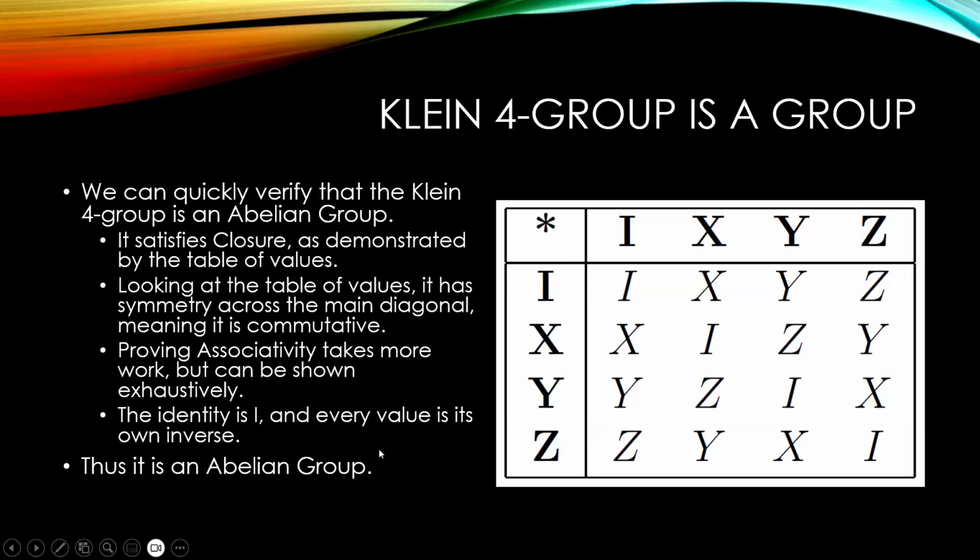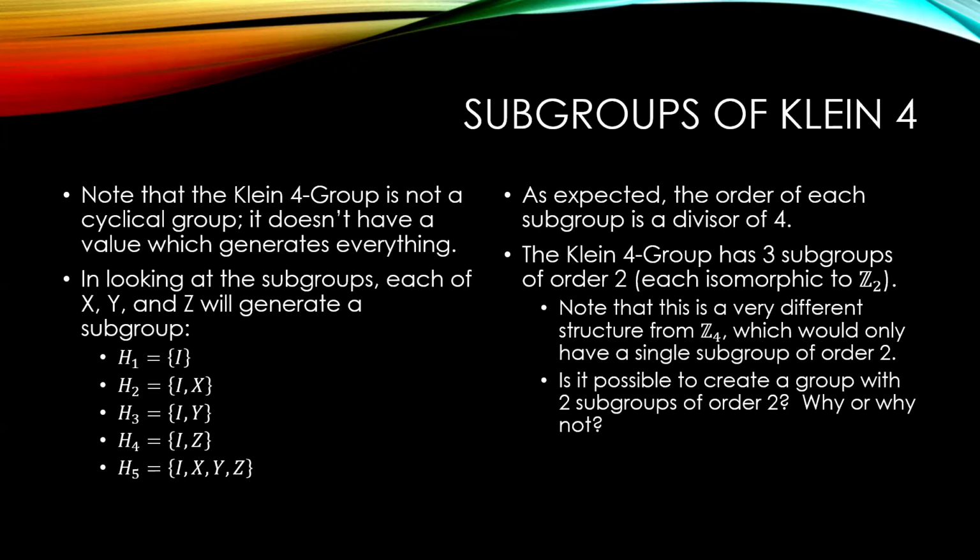And so this is very much a group. It satisfies closure, it satisfies associativity, and you can just check all of the different combinations if you really want to. It's commutative, and it has an identity. And so the Klein 4 group is an abelian group. What's more interesting is when we start thinking about the subgroups of the Klein 4 group.